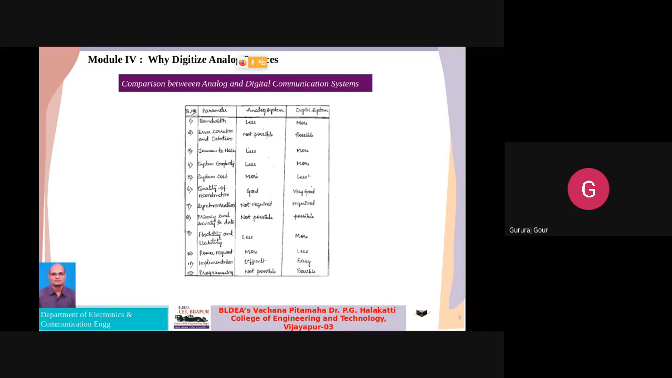So like that, we can list the differences between analog and digital communication systems. The first one, bandwidth is more in a digital system compared to analog. Error correction and detection is possible compared to analog. Immune to noise, very important: a digital system is more immune to noise compared to analog. System complexity is very much reduced.